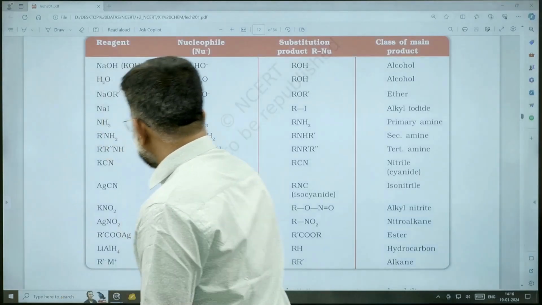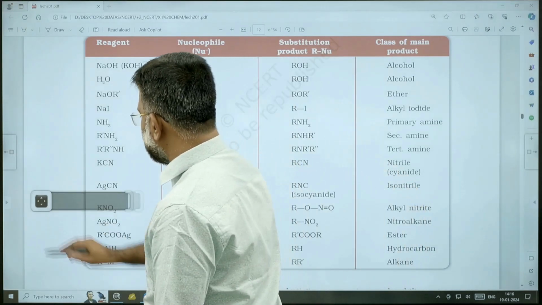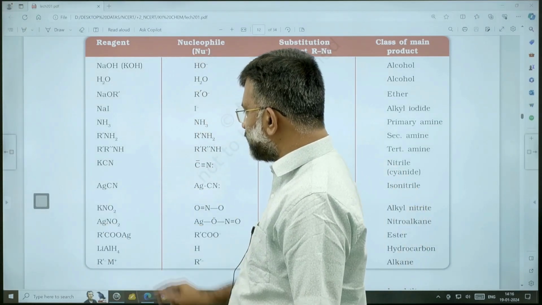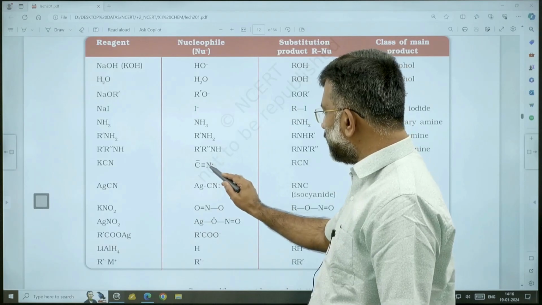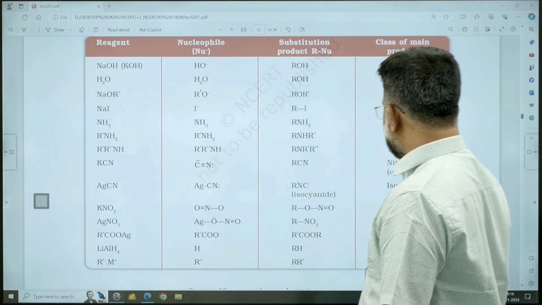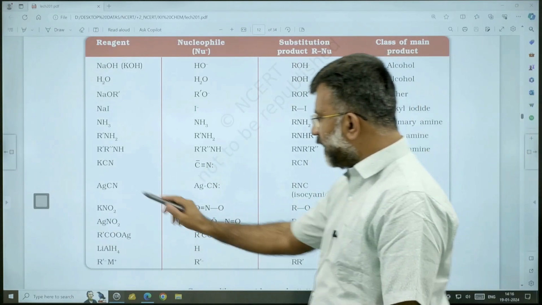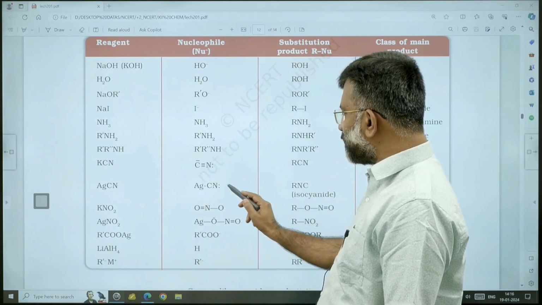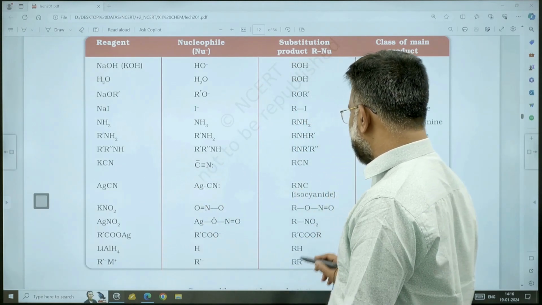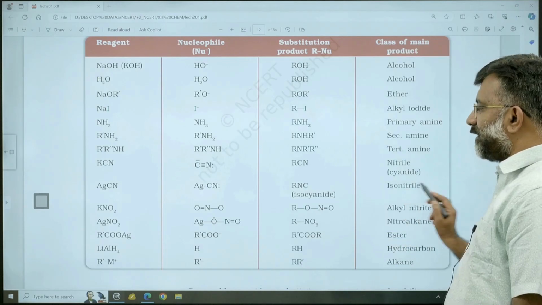A similar discussion comes about these two, KCN and AgCN. With KCN, CN minus is the nucleophile and RCN is the major product, while with AgCN, nitrogen should be connected in predominance and isocyanide will be the major product.